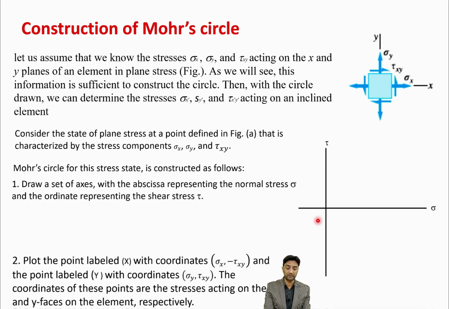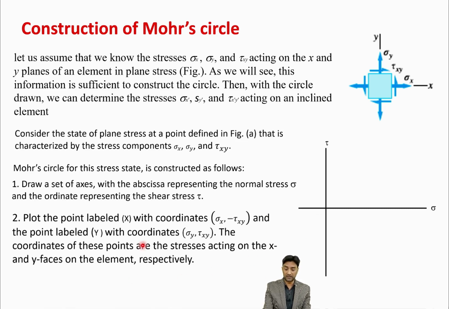The next thing is to plot the point labeled x. You have to plot this point with the coordinates of the stresses on the x face. On the x face we have sigma x and tau xy, right? And then plot the point labeled y with the coordinates sigma y and tau xy. You have to plot these two points from the given state of stress. The coordinates of these points are the stresses acting on the x and y faces of the element respectively.